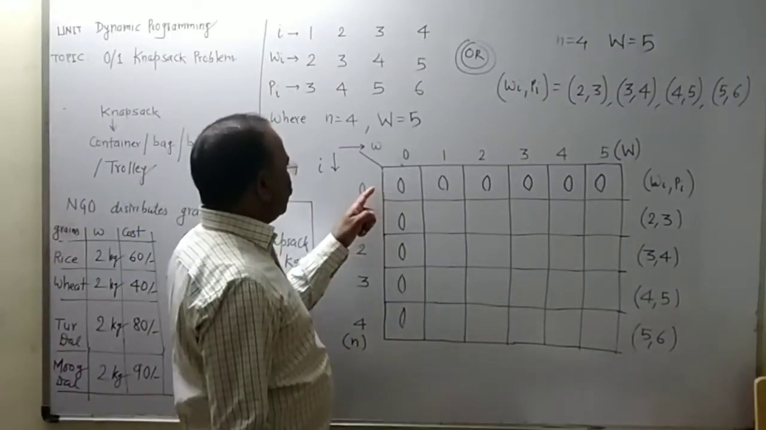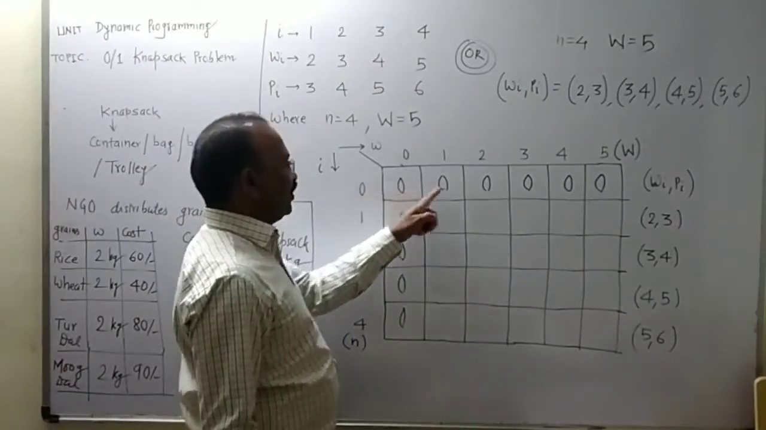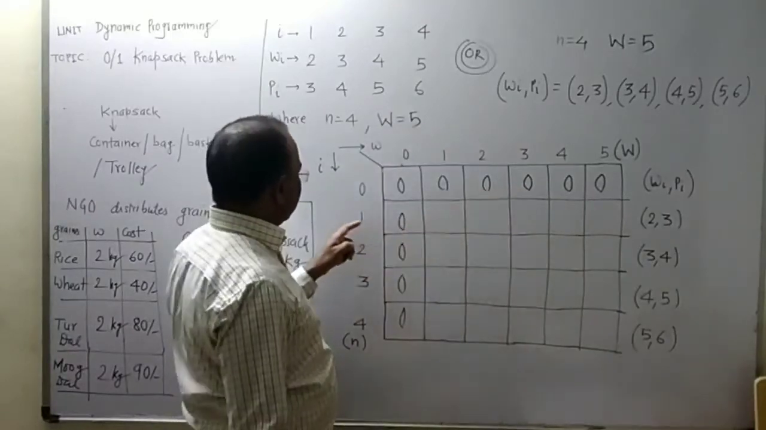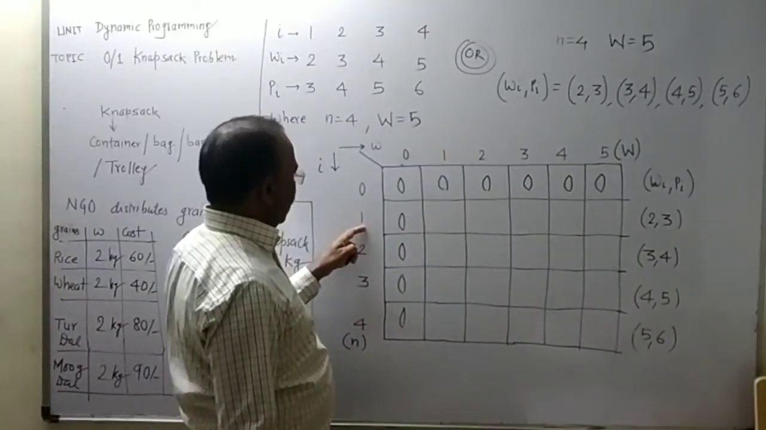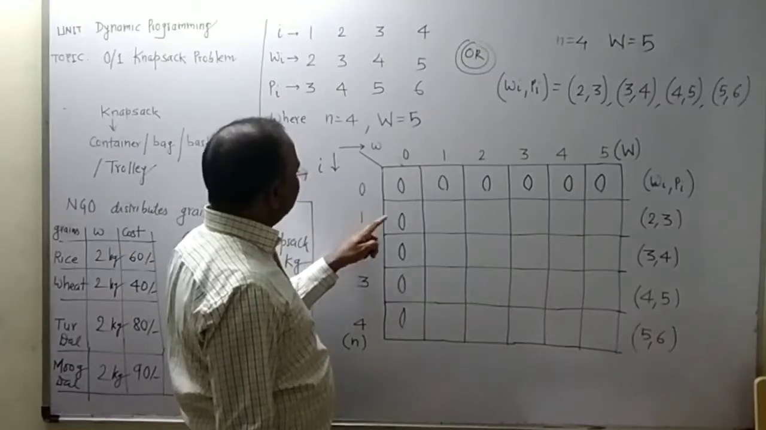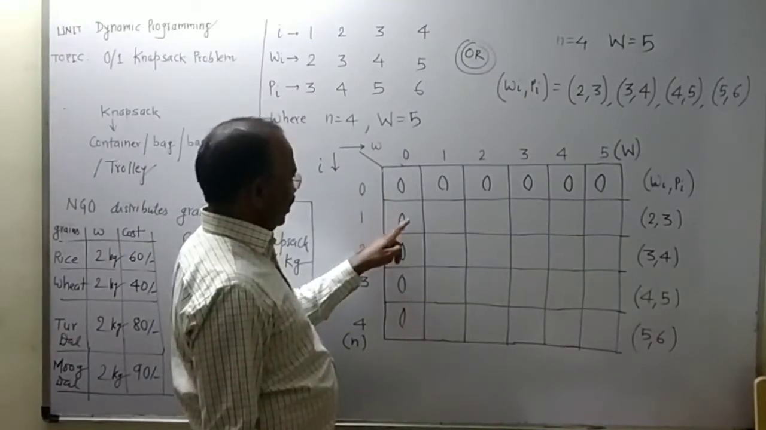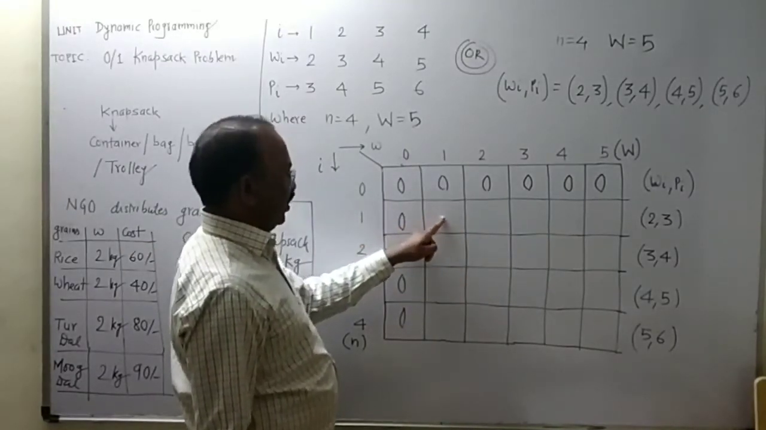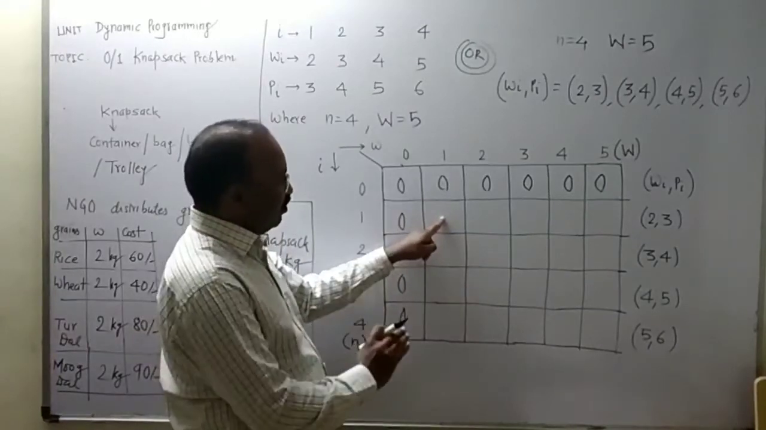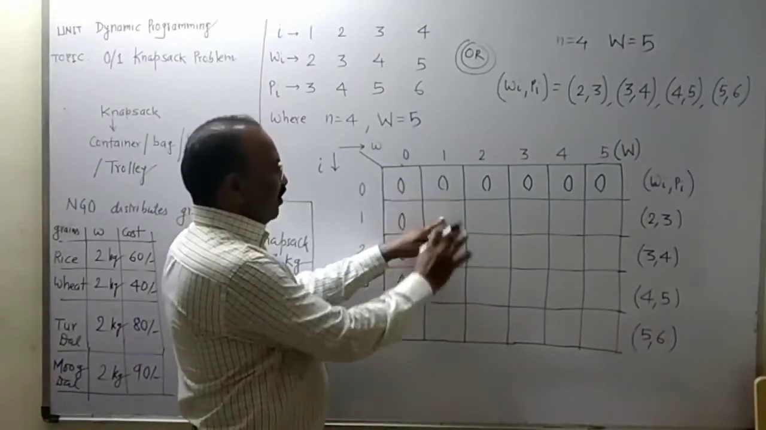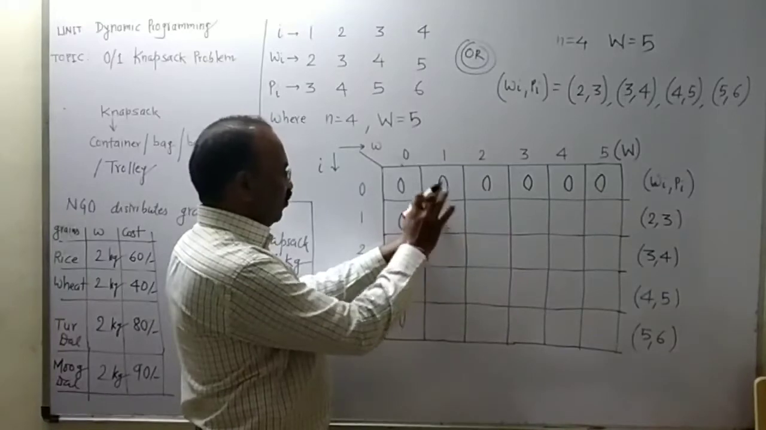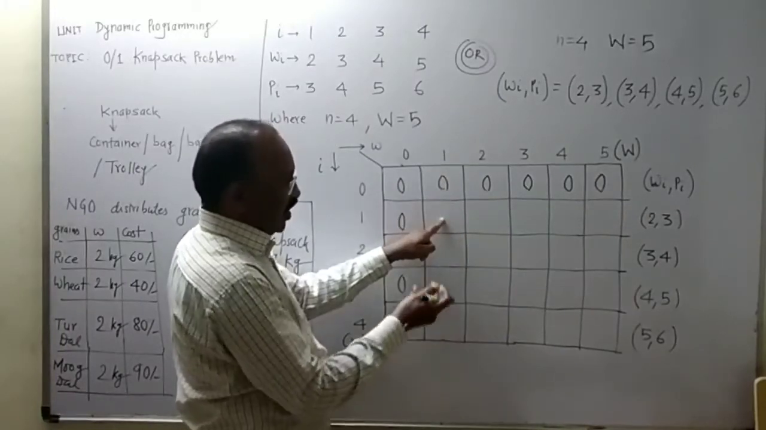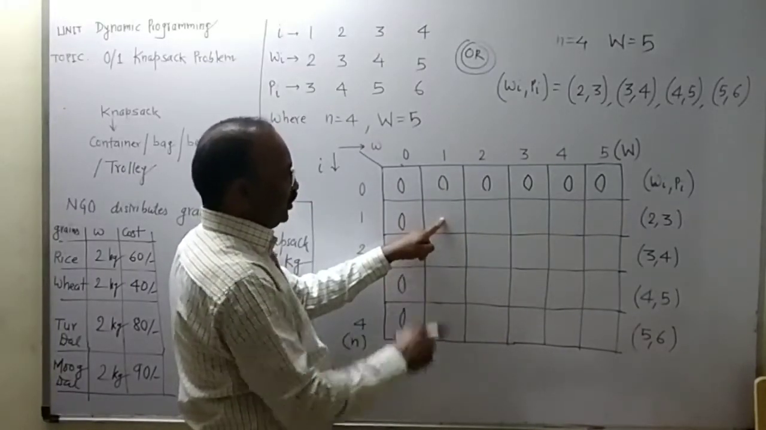Now the 0th row has been filled up. Then start from the first row. Already the first cell is filled up with 0, and try to get the value here. See the logic: while filling the cells of the table, I will explain the logic.